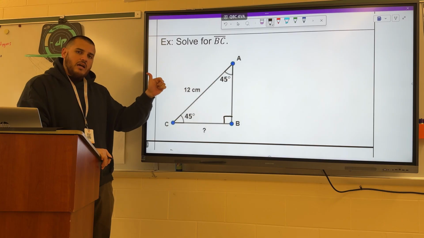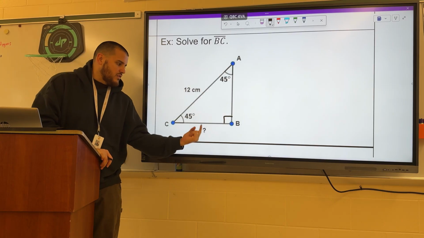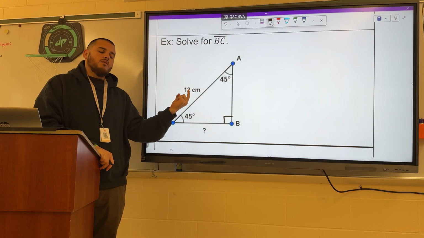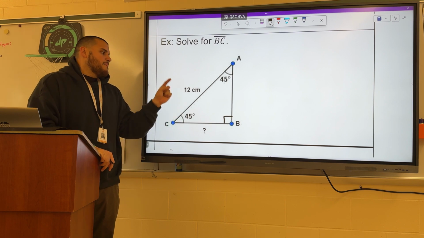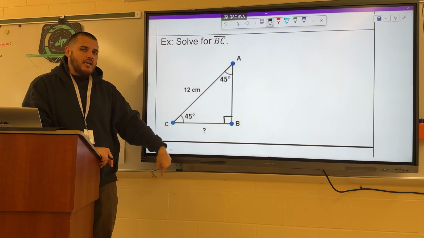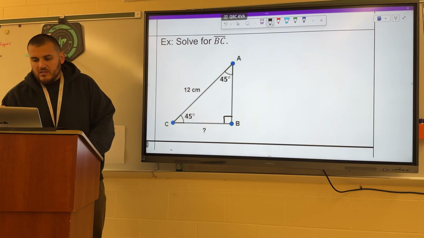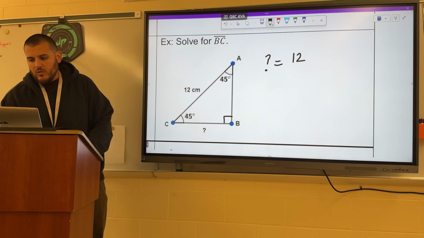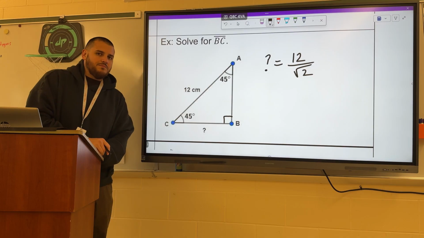So now we have to do kind of the converse relationship here. If we took the leg and multiplied it by the square root of 2 to get the hypotenuse, then to get from the hypotenuse to the leg, we would do the opposite of that. We would divide by the square root of 2. So that unknown side length of BC is simply equal to 12 divided by the square root of 2.